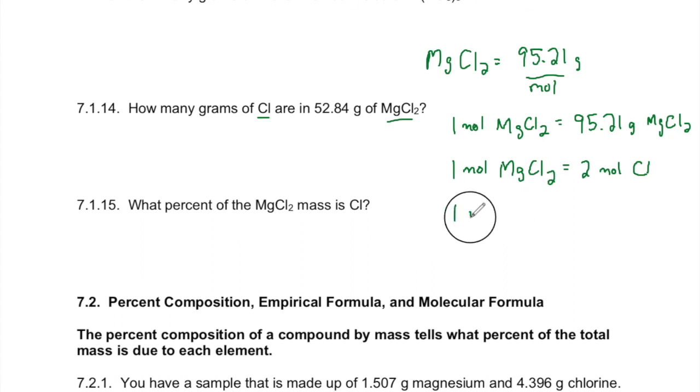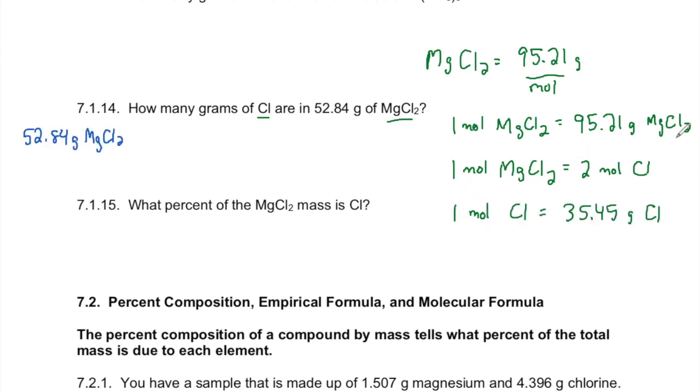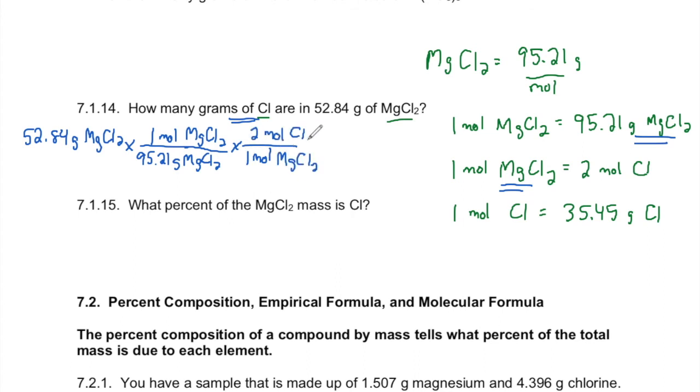Now we need the molar mass of chlorine. So starting with grams of magnesium chloride, we have that here in this relationship. We can use it to convert to moles. So now we would have moles of magnesium chloride. We can use this relationship to stop talking about magnesium chloride and start talking about chlorine, because that's what we're being asked about. So let's go ahead and put the magnesium chloride in the bottom. And then we'll have moles of chlorine atoms on top. And then every mole of chlorine atoms weighs 35.45 grams.